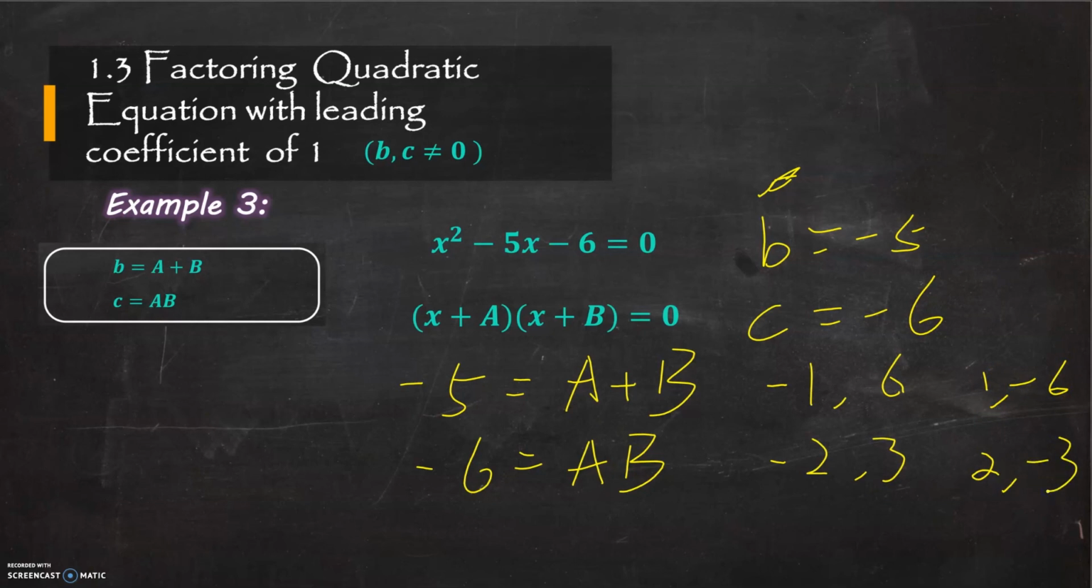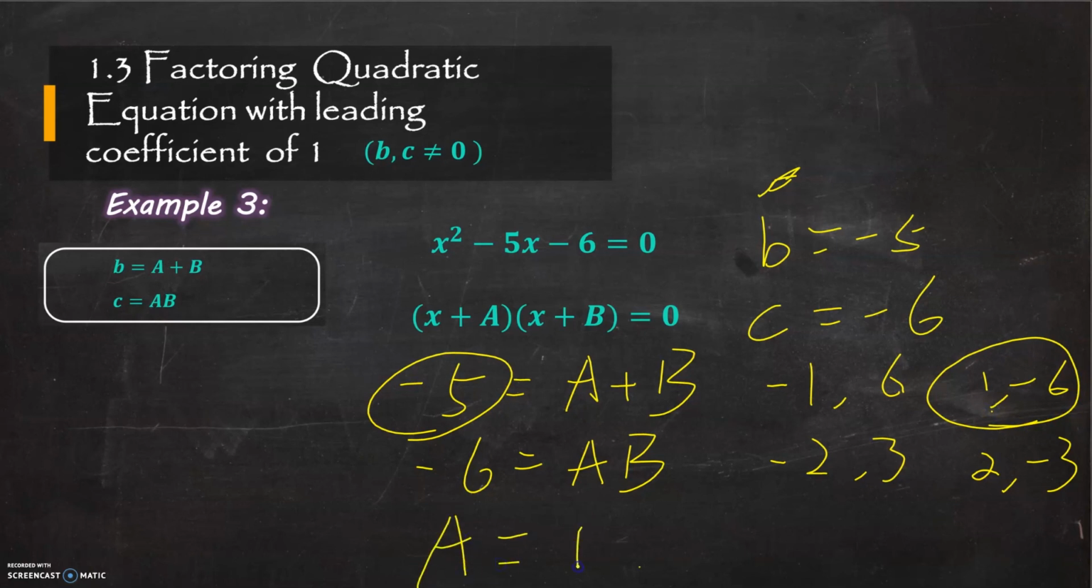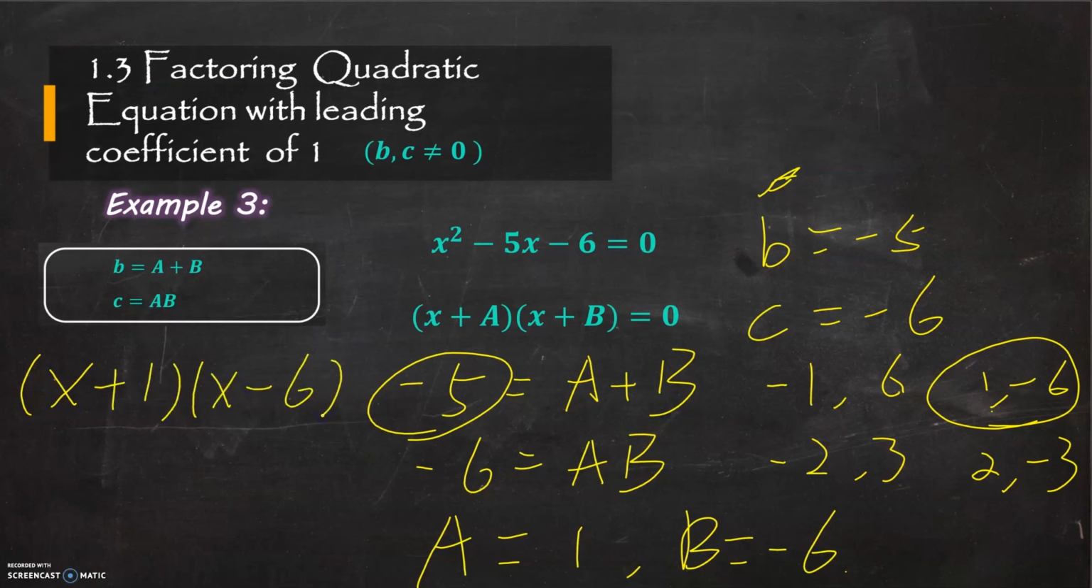So then which one can give me the -5? We do -1 plus 6, that's 5; 1 plus -6, that's -5. So it's going to be this pair, 1, -6. So we have A equals 1 and B equals -6. Same thing here, plug this in. So we have x plus 1 times x minus 6. So our first solution would be -1 and our second solution would be 6.